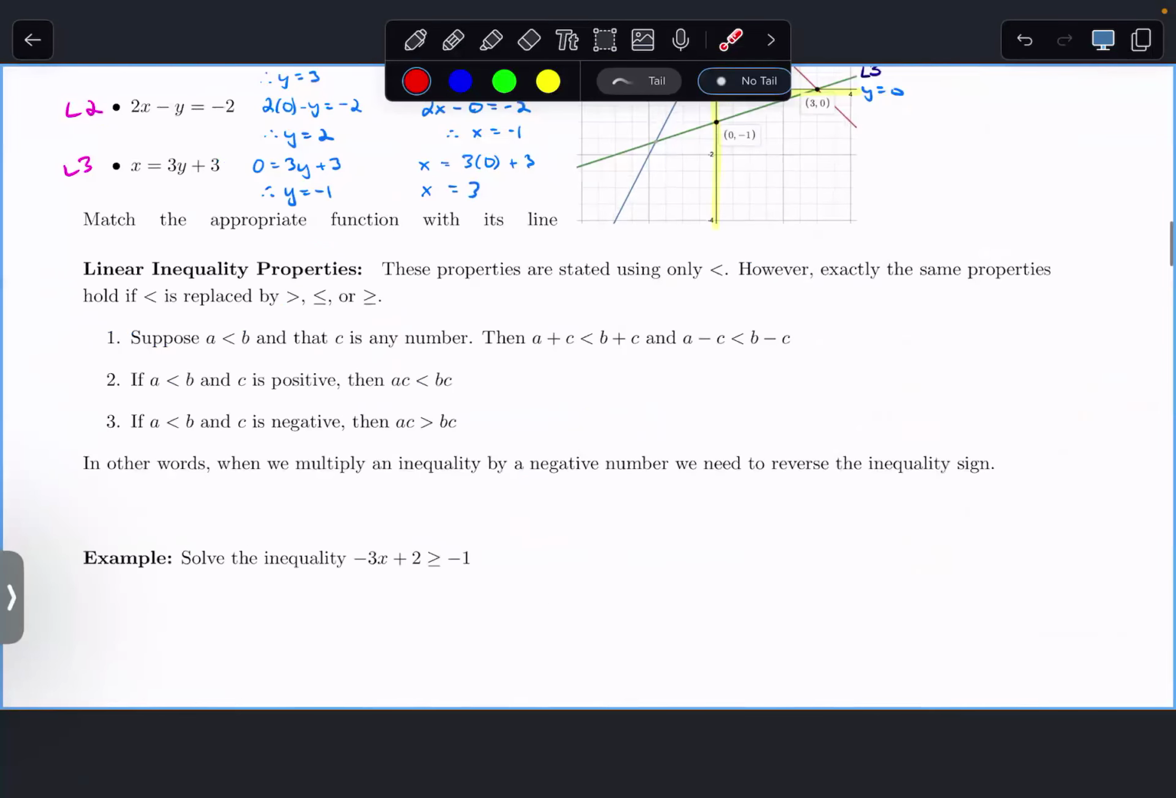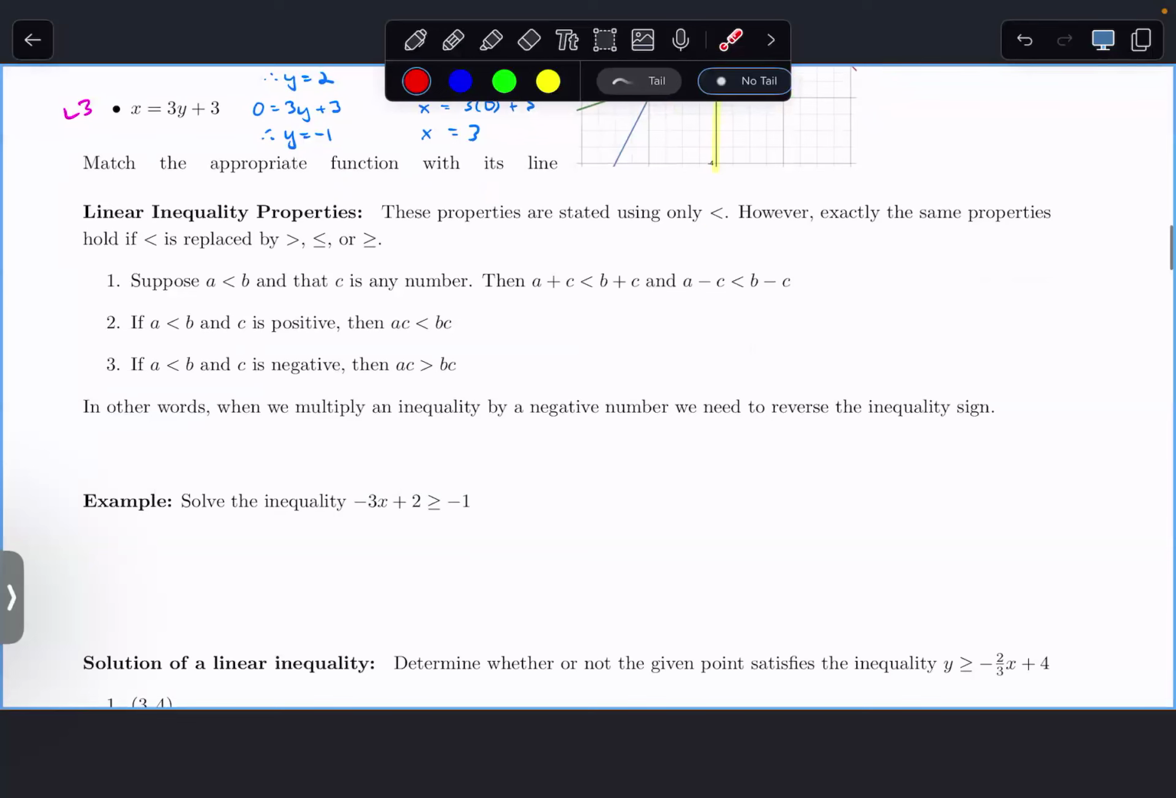A refresher on inequalities. Now, I know I don't love inequalities, so I tend to just treat them as equal signs, but we need to remember that if I'm multiplying or dividing by a negative number, then I have to switch the sign, okay? And so the formal properties are these. And so I'm using just less than. This is less than.